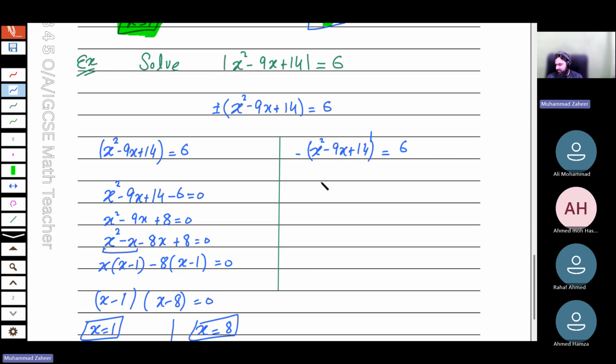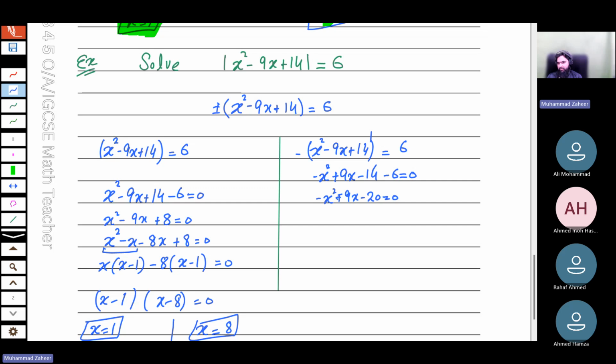First of all, we have to multiply the minus sign inside the bracket. It will become minus x squared plus 9x minus 14. Plus 6 will become minus 6. Here it is equal to 0. So minus x squared here. Can we get the minus sign on the other side?